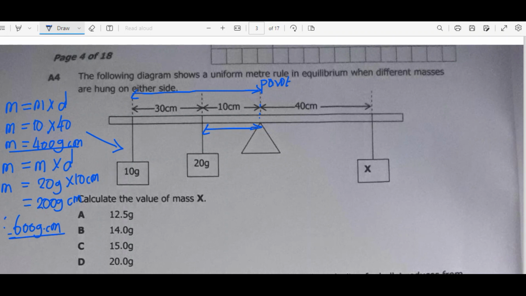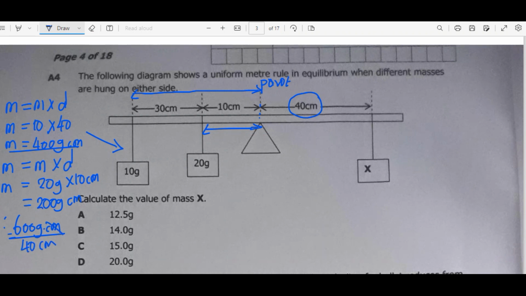So we have the total moment on the other side. Now let's find it on this side. So x represents the number that we can multiply by 40 to give us 600. So how can we find this number? It's as simple as this: you get this 40, you divide into 600. So 600 divided by 40.